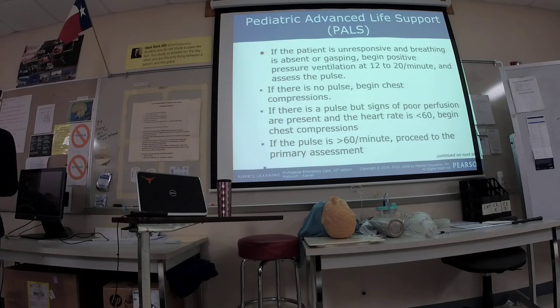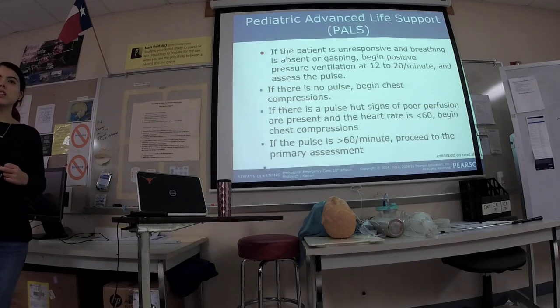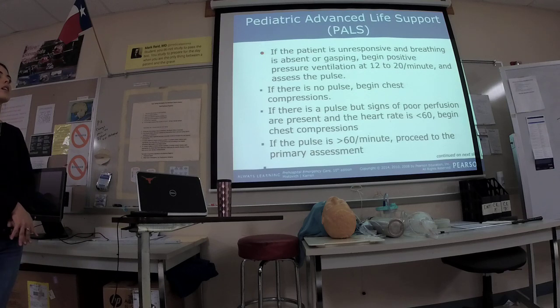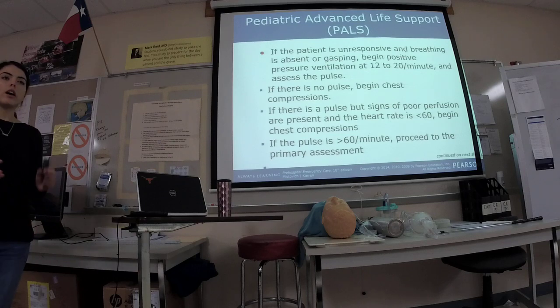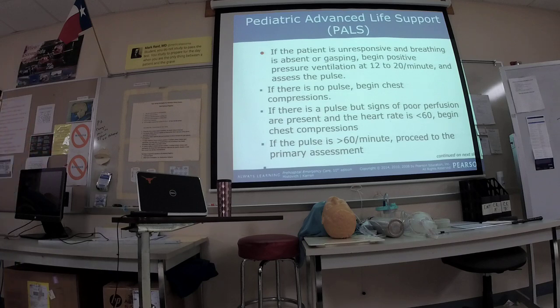If it's one rescuer, it's the same. It's 30 to 2 if you're alone, and if you're with a partner, it's 15 to 2. If this is a small child, you're going to use one hand. If it's a larger child, you use two hands, right? You're going to use a child mask, which you guys have worked with, right? You guys have seen the child mask, to deliver breaths.